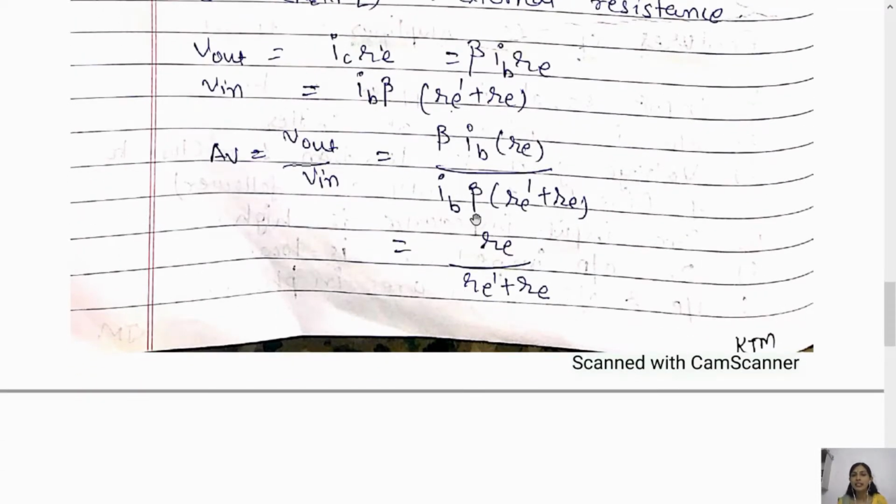So finally we will have beta cancelled out, and all of you know the basic definition, always learn that IC equal to beta IB, right? So I have just replaced IC by beta IB. So IB will be cancelled out, beta will be cancelled out. So you have this final formula. The result is RE upon RE dash plus RE.